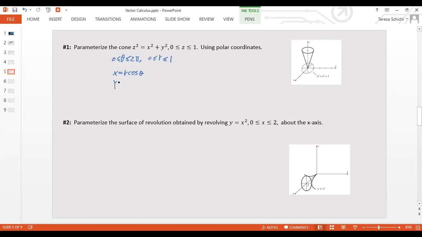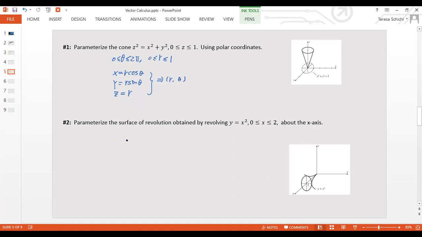And y is equal to r sine theta, all right? And then z is here, right? Z is equal to what? Z is equal to r here. So here we transfer from x, y, z to r and theta. So we need to use 2 parameters to parametrize this cone here. Right, so far so good.